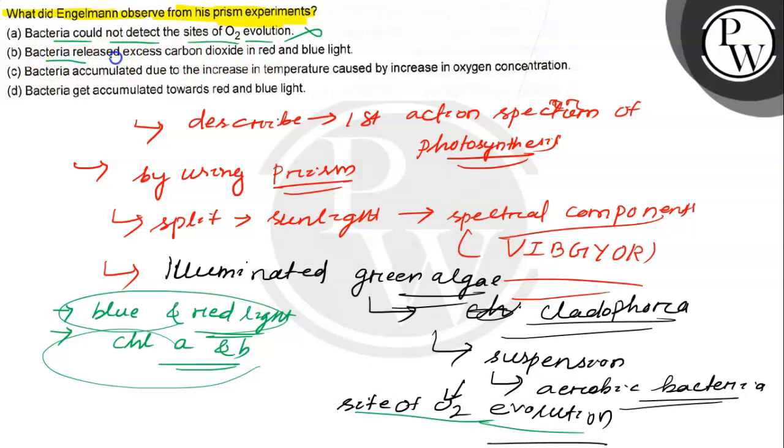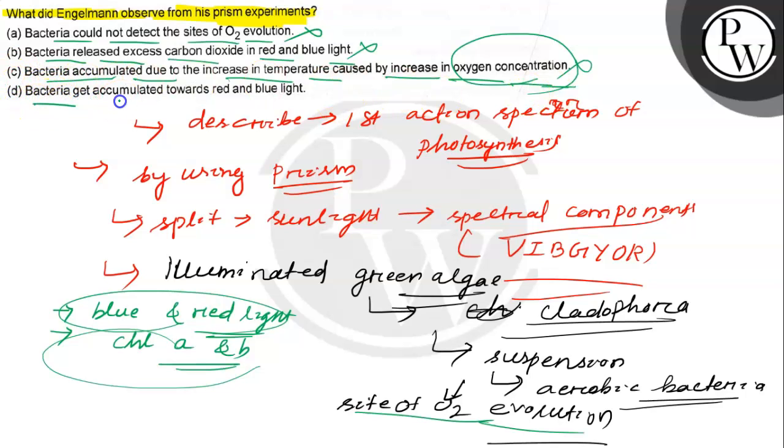Then option B says that bacteria release excess carbon dioxide in red and blue light. This is also wrong, because they released excess oxygen in the red and blue light, which is why bacteria accumulated at that place. Then the next option says bacteria accumulated due to the increase in temperature caused by the increase in oxygen concentration. This is also wrong. This is not possible, so this one is wrong here.